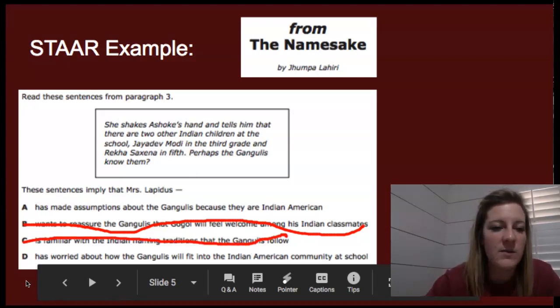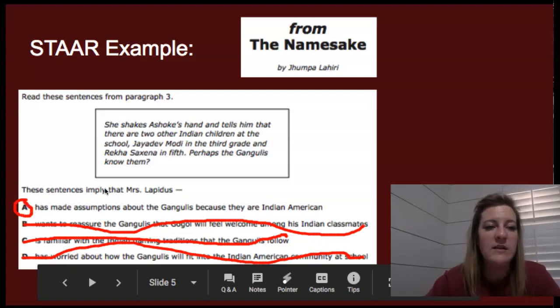D, has worried about how the Gangulis will fit into the Indian American community at school. You might be able to take some of that away, but there's no for sure evidence that says yes, that's the right answer. So A is the right answer, okay?